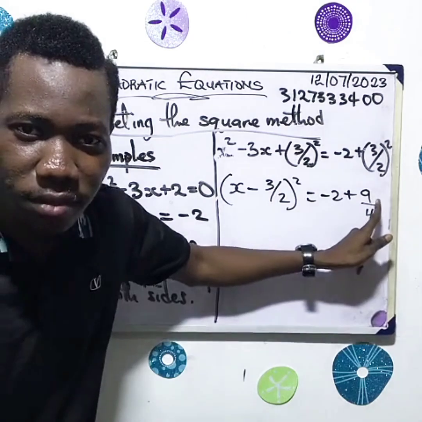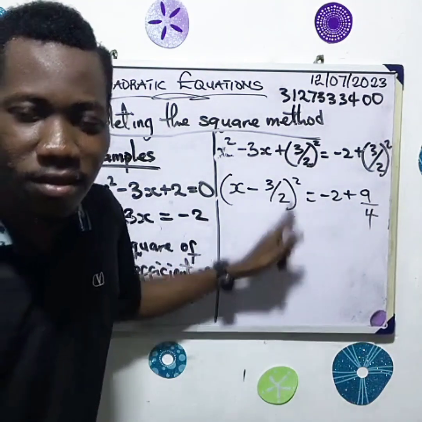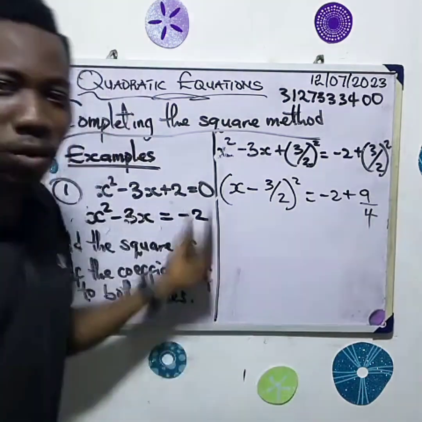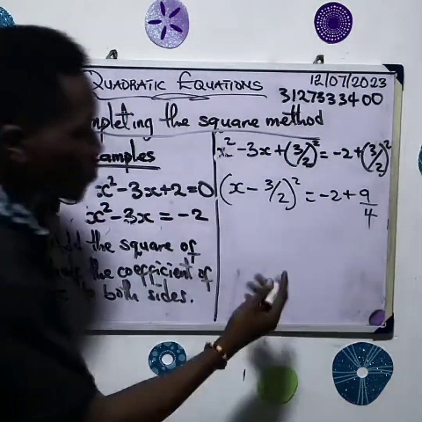So why don't you pick 3x? Why don't I pick 3x? You want me to take it back again? Don't worry. Let's continue, please, because of time.